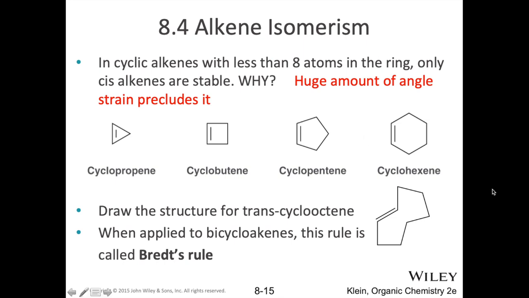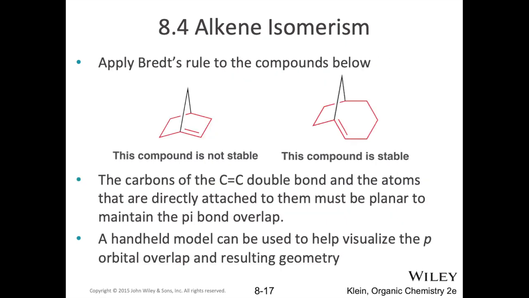Once you get to 8 carbons or more, so for example, here we have trans cyclooctene. We have 8 carbons with a double bond in there. Now it's possible to have these 2 carbons going off in opposite directions and still wind up having the carbon chain link back together. Now, in the case of bicyclic alkenes, this is called Bredt's rule. So here's an example with Bredt's rule, specifically with a bicyclic compound.